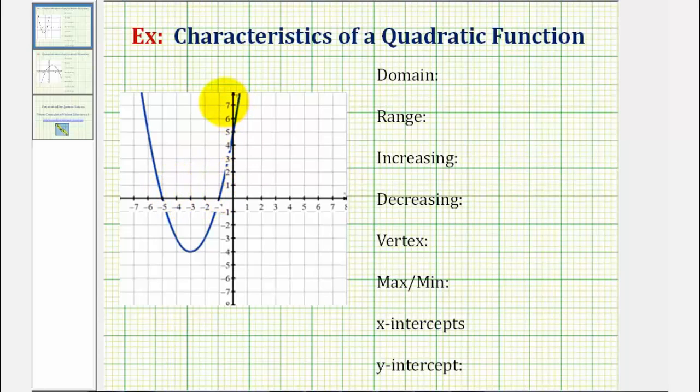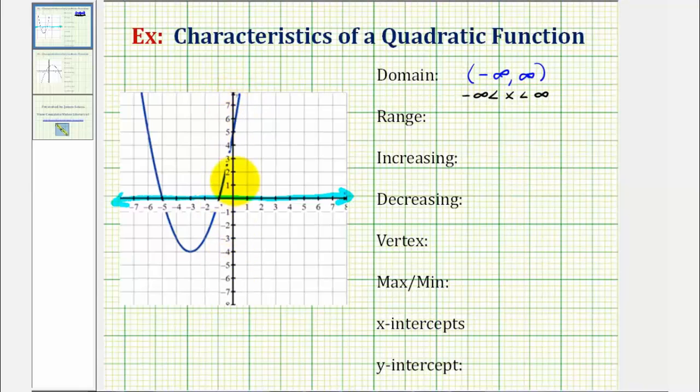And therefore, if we were to project this graph onto the x-axis, it would move to the left forever and to the right forever, and therefore the domain would be all real numbers, which is the domain for all quadratic functions. We can express this several ways. Using interval notation, we'd have the open interval from negative infinity to positive infinity. Of course, we could also say x is greater than negative infinity and less than positive infinity.